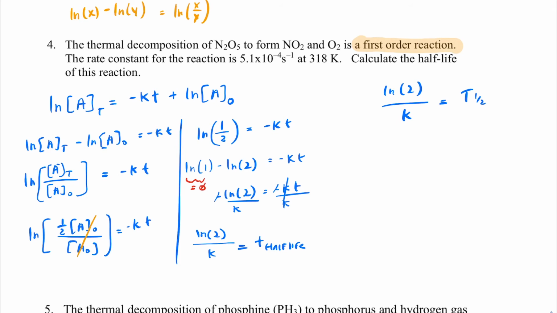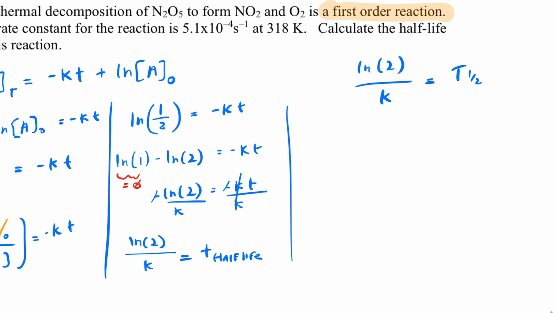So we can actually do the problem now by plugging in our values. So let's take a look. The thermal decomposition is a first order, and this is the half-life for a first order reaction. The rate constant is given to us at 5.1 times 10 to the negative 4, and that's literally all I need to plug in. Notice that there's no need to use this Kelvin. That is a trap. We don't need it, because our rate constant already takes into account that temperature. So don't worry about it.